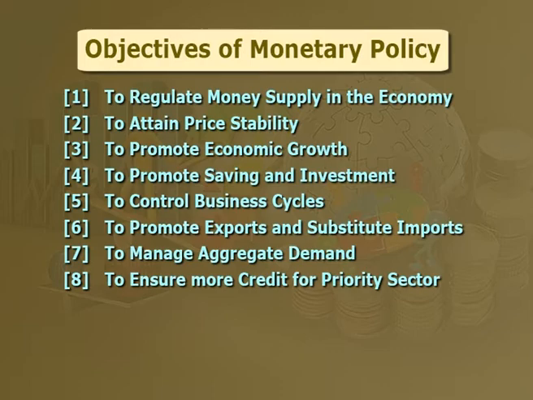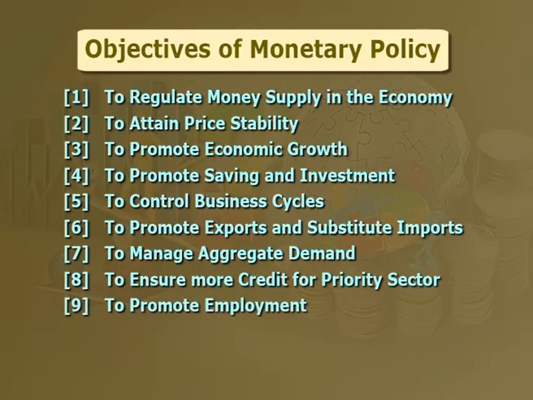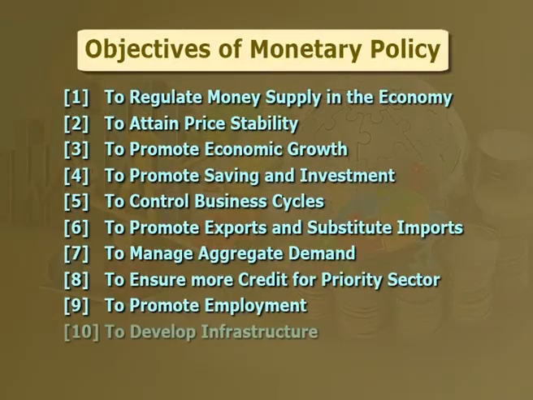Point number 8. To ensure more credit for priority sector. Monetary policy aims at providing more funds to priority sector by lowering interest rates for these sectors. Priority sector includes agriculture, small scale industry, weaker section of society, etc. Point number 9. To promote employment. By providing concessional loans to productive sectors, small and medium entrepreneurs, and special loan schemes for unemployed youth, monetary policy promotes employment. Point number 10. To develop infrastructure.